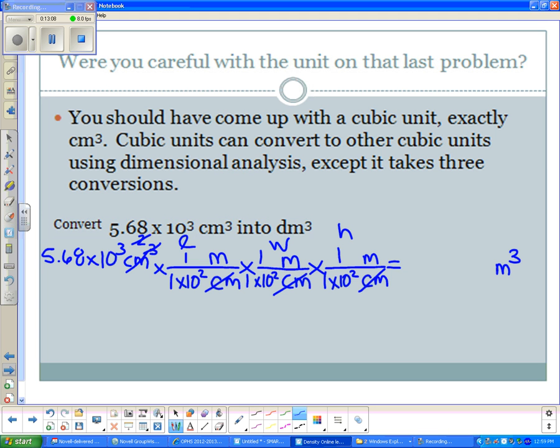So we'll take 3. Since this is a division step, we're going to subtract 2 and get 1. We're going to subtract 2 again, and we're going to get negative 1. And then we're going to subtract that final 2, and we're going to get negative 3. So we end up with 5.68 times 10 to the negative third.